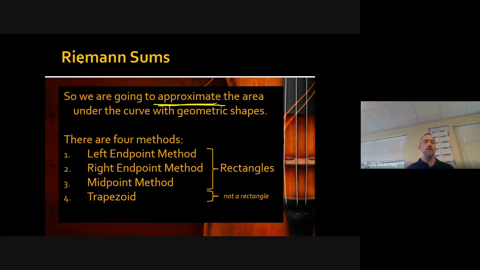And we're going to look at four different Riemann sums. We're going to look at the left endpoint method, the right endpoint method, the midpoint method, which are all just different ways of drawing rectangles. And then the trapezoid method, which as the name implies is going to use trapezoids, not rectangles. So most of them are just different ways to draw rectangles. It's just a matter of which side we are using. And then the last way is the trapezoid method.